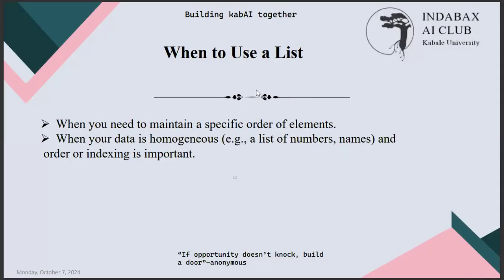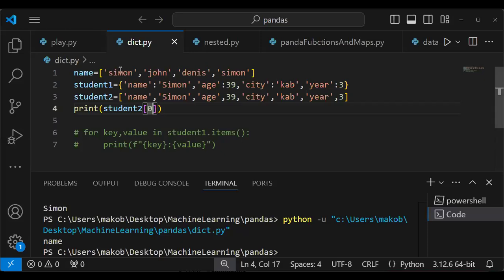Then when do you use a list? We use a list when we need to maintain a specific order of elements. Now for the case of lists, it is when the order matters and there is not much relationship between the elements you're trying to store. Like you can see for the first case here, we were just storing names of different people. There are no different relationships between these elements here that we need to maintain.